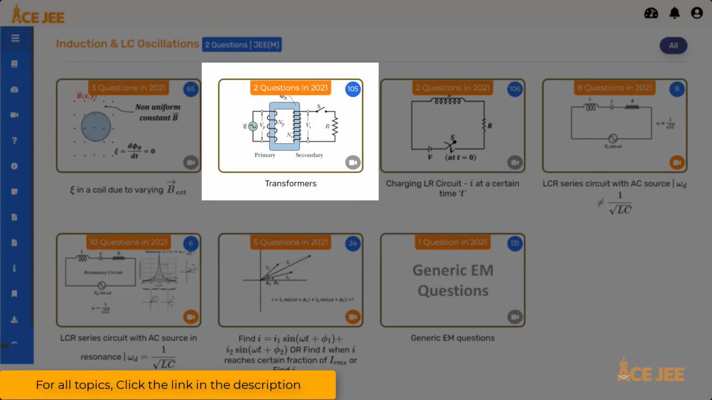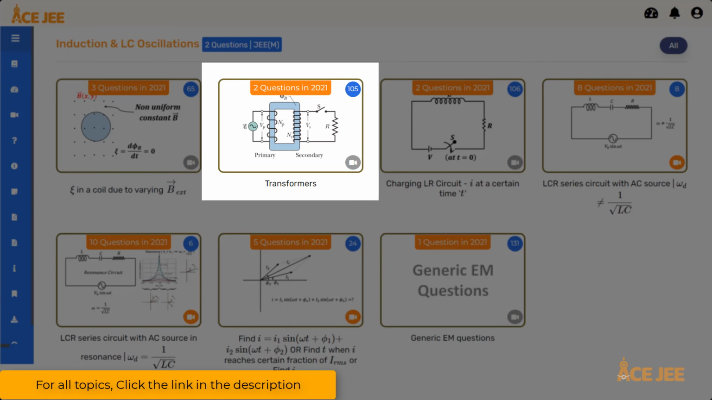In the following important question type on transformers, you will need to use Vp by Np equals Vs by Ns, where Vp and Vs are the RMS voltages across the primary and secondary circuit, and Np and Ns are the number of turns in primary and secondary windings.